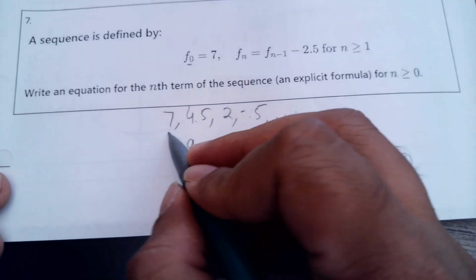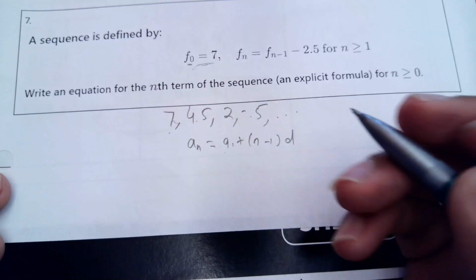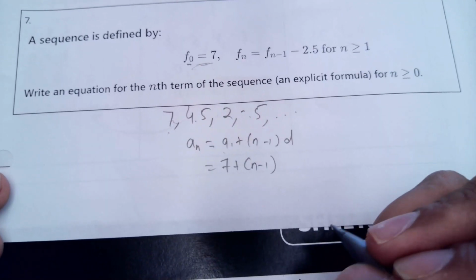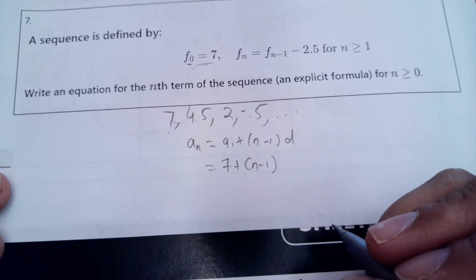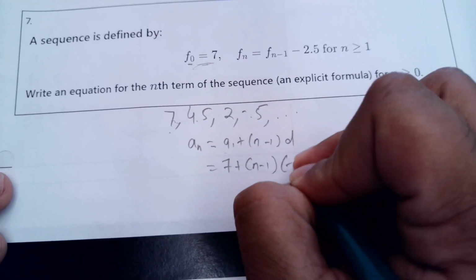A sub 1 in our case is 7. Even though they've defined it as 0, this is your first term, which is 7, plus n minus 1. We'll leave n as it is. Your d is the difference, which is negative 2.5.